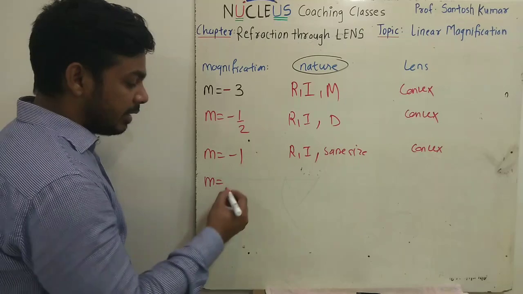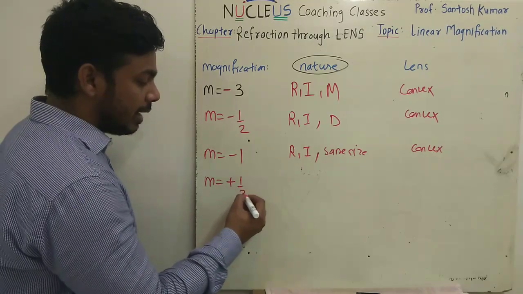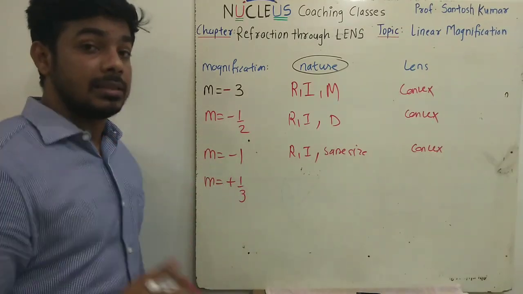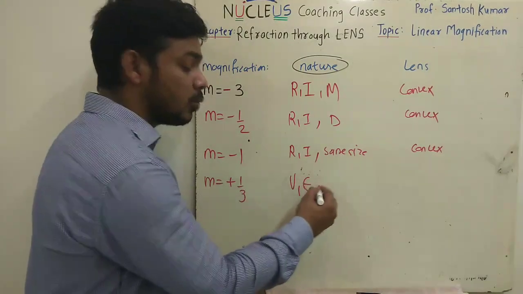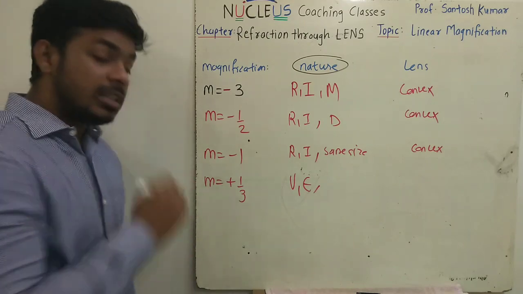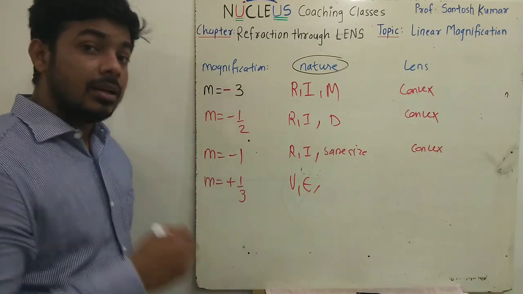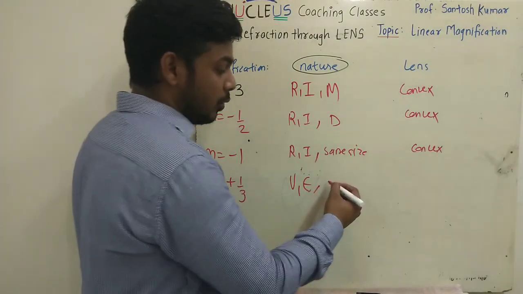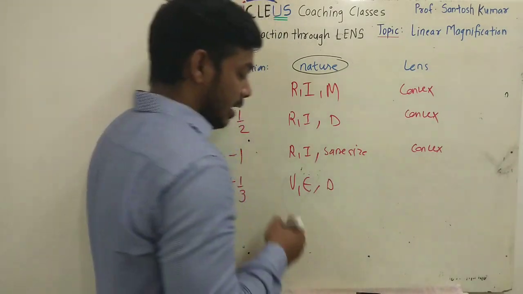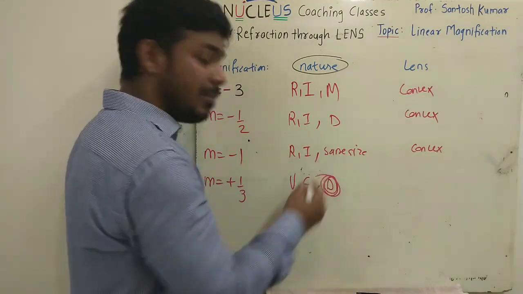And if I say magnification is +1/3, let's say +1/3. So plus, magnification is plus, means the image is virtual and erect. And what is mod M over here? 1/3. So it is less than 1. 1 by 3 is less than 1. So it is definitely diminished. Virtual, erect, diminished image, right?